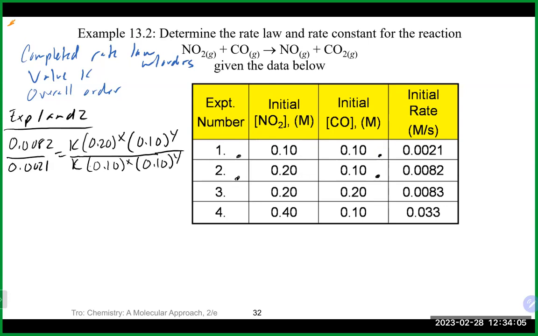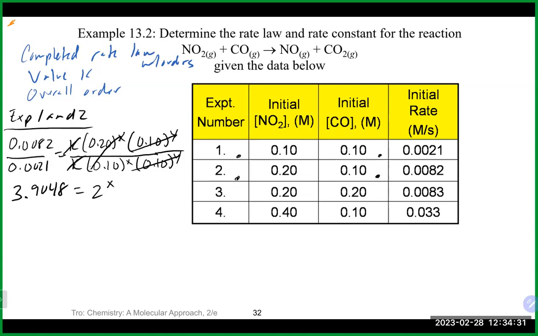All right, so dividing this out, we get 0.0082 divided by 0.0021. And we do not get a nice pretty number. We get 3.9048. The K will cancel. These here will give us a 2 to the X. And once again, the Y terms will completely cancel because those are the same.